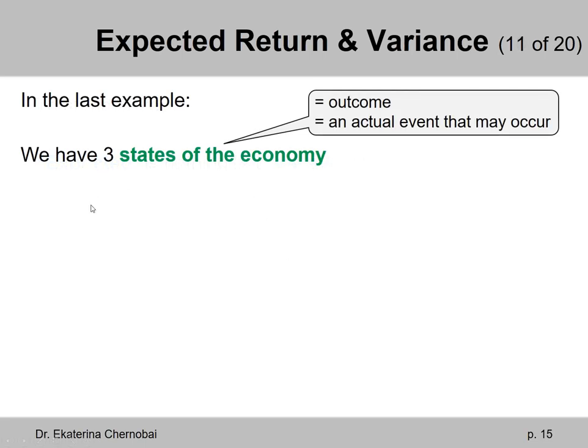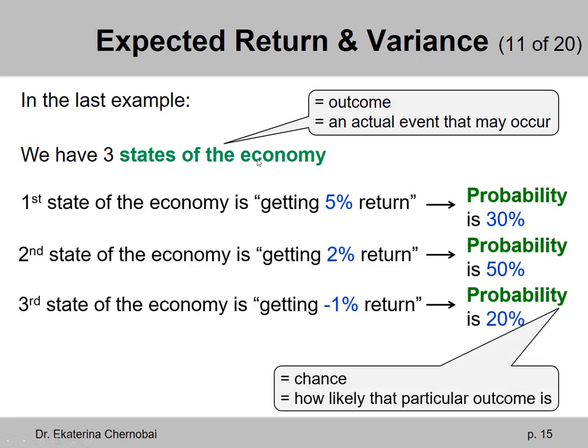In this example that we just looked at, we had 3 states of the economy. That's the term often used in finance to mean the same thing as outcome or an actual event that may occur. What were the 3 states of the economy in our example?